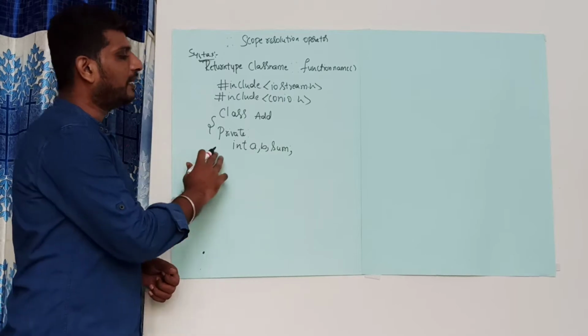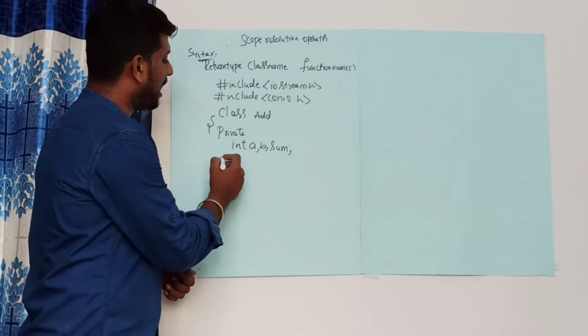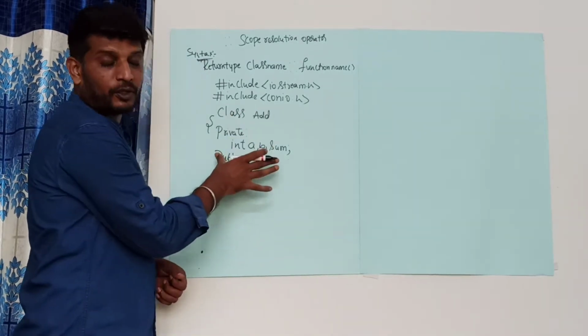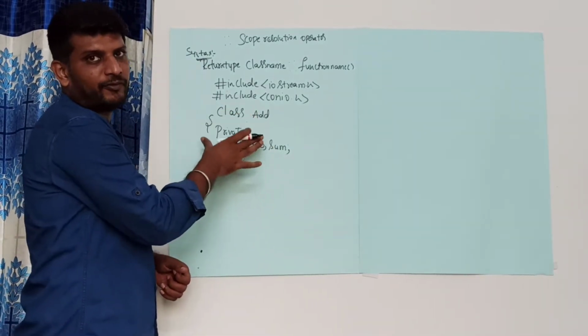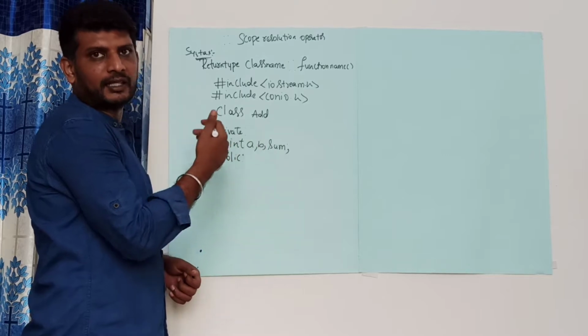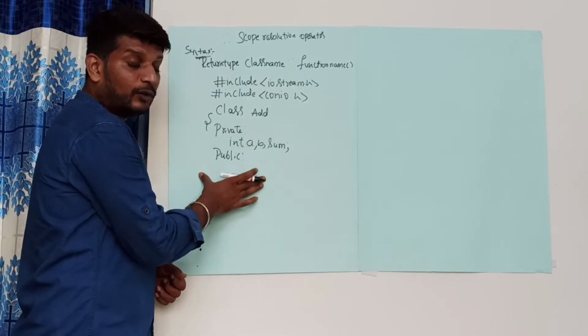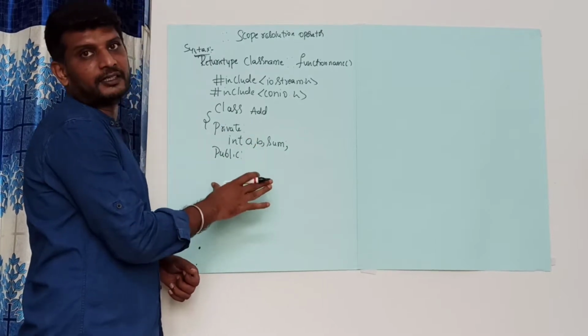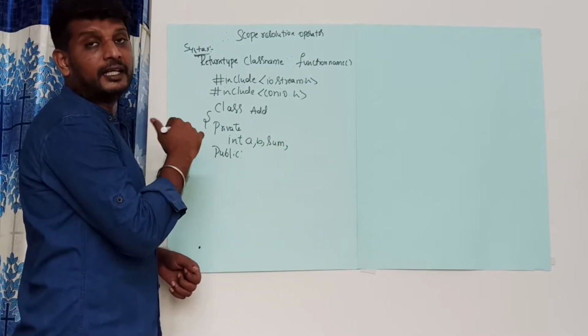Okay, now I have declared the variables. Next I have to go for the public part. So far, whatever program we have written will be the same inside the class as well as outside the class. Whereas outside the class definition, I just have to declare the function, but I should not define the function.